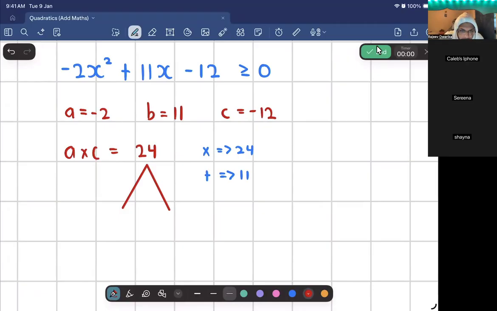Wait, Gills, were you able to factorize this question? Or did you have to use the quadratic formula? So I use the quadratic formula. Did you get nice answers, or were they decimals? I got 4 for one and 1.5 for the other.